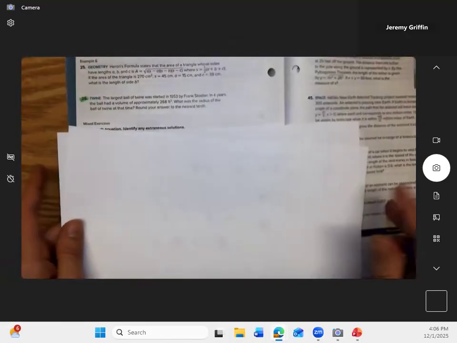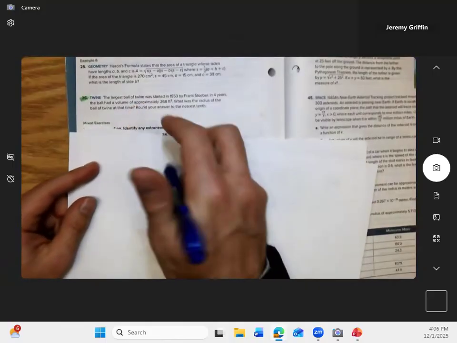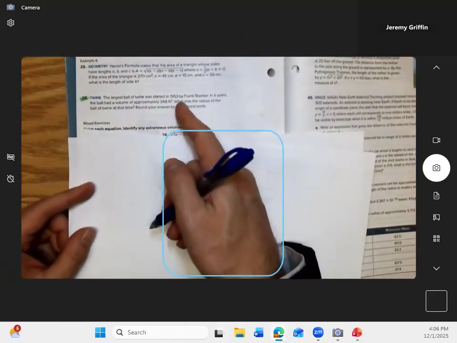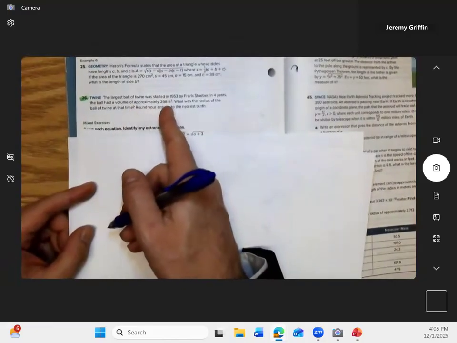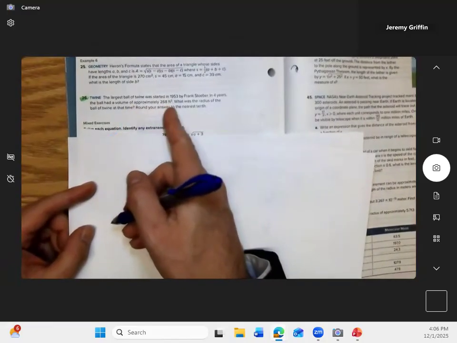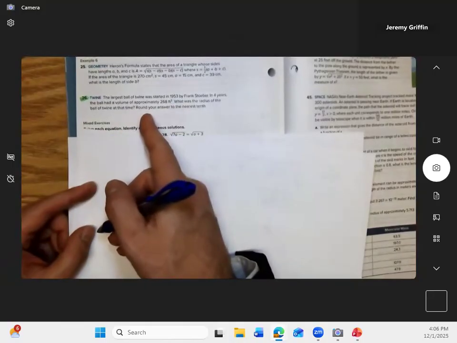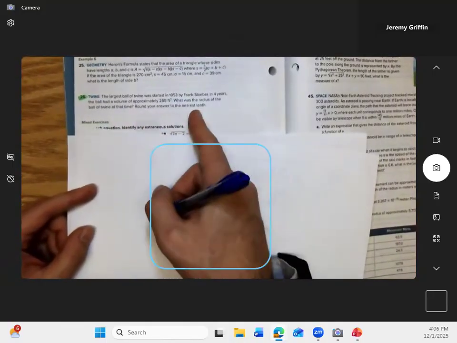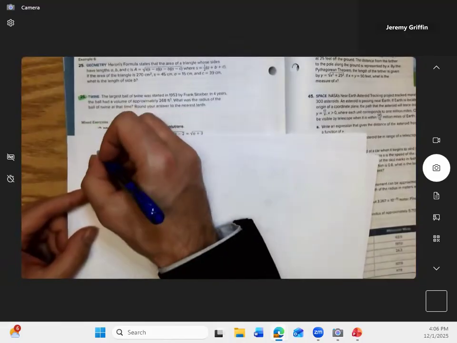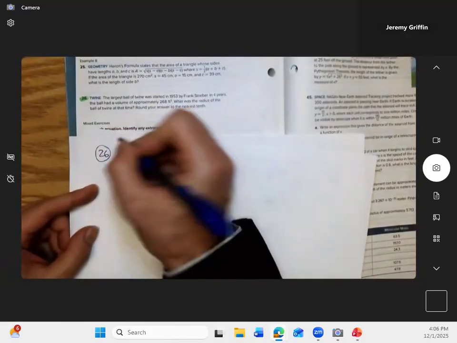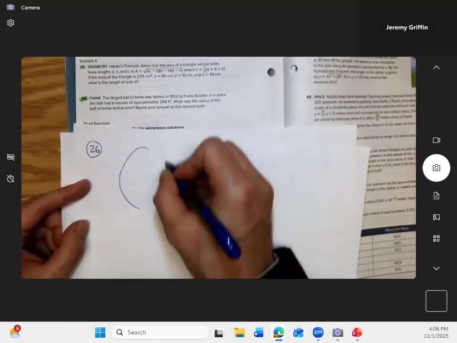26. Twine. The largest ball of twine was started in 1953 by Frank Stober. After 4 years, the ball had a volume of approximately 268 cubic feet. What was the radius of the ball of twine at that time? Round the answer to the nearest 10th. Okay, good. It's going to be a funny answer, but we can use a calculator to get some decimal approximation. Here's a picture.